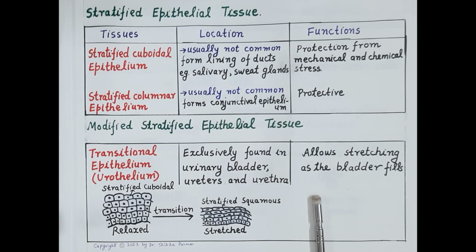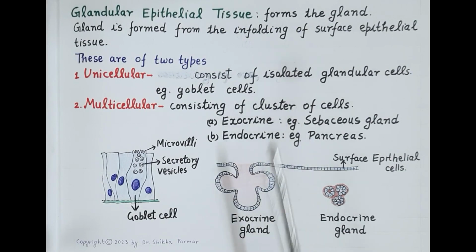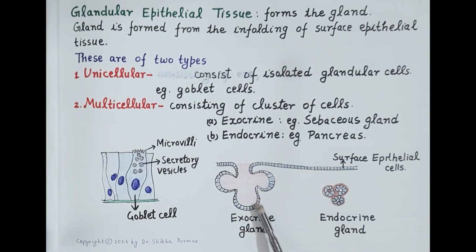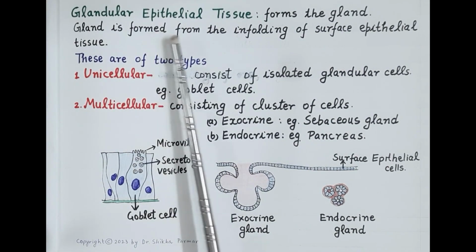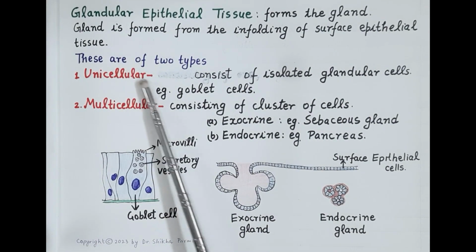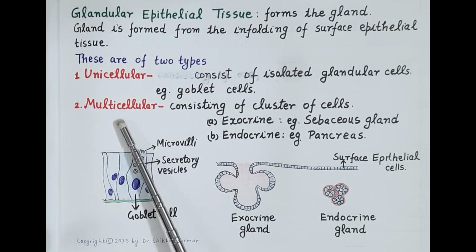Now, let's study glandular epithelial tissue. Glandular epithelial tissue forms the glands. Now, look at this figure. This is the surface epithelial tissue. Now, as you can see here, this gland is formed from the infolding of the surface epithelial tissue. So, gland is formed from the infolding of surface epithelial tissue. Now, these glands are of two types. They can be unicellular or they can be multicellular.